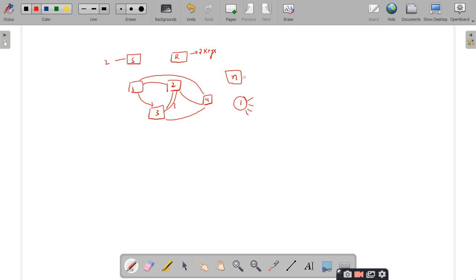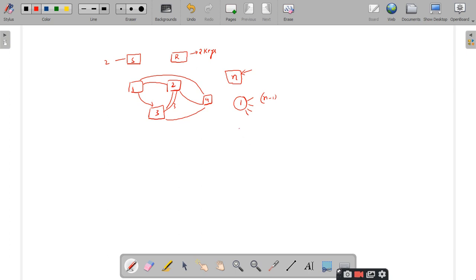How many keys should he have? There are n people in the community. If I take the first person, he has to have n minus 1 keys for the remaining n minus 1 people, so one key for each and every person. This is the concept you should remember.